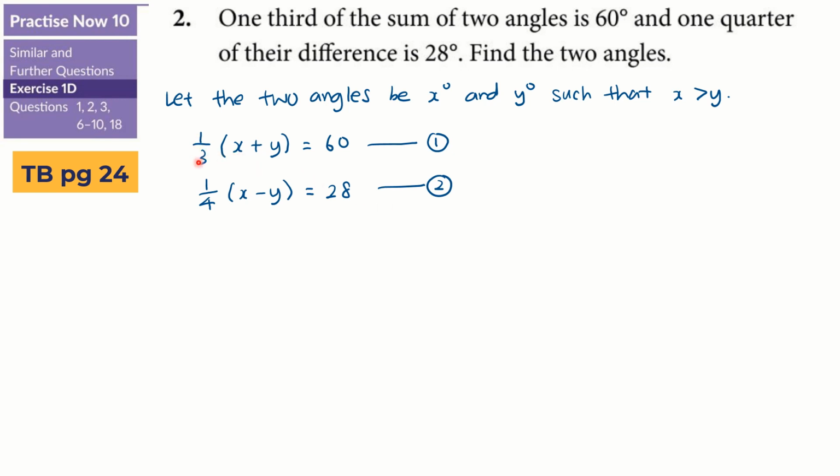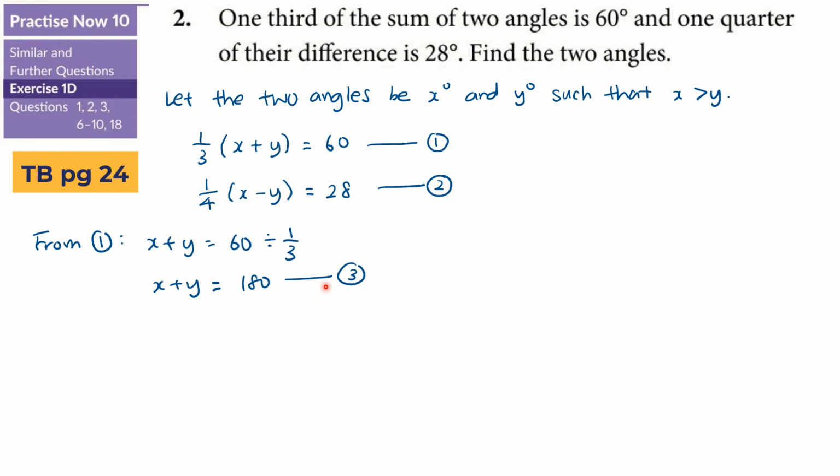Noticing that there are fractions over here, which may not be the best for us in terms of calculation, we will want to reconsider having this fraction by doing some form of manipulation. From the first equation, I can take this 1/3 over to the right by dividing. So 60 divided by 1/3 will give me x plus y. Upon pressing our calculator, we get 180. So that forms our third equation.